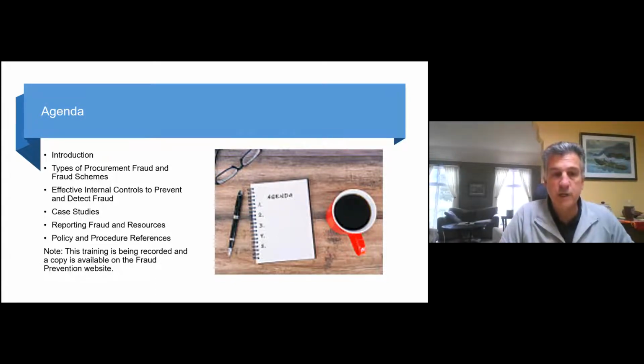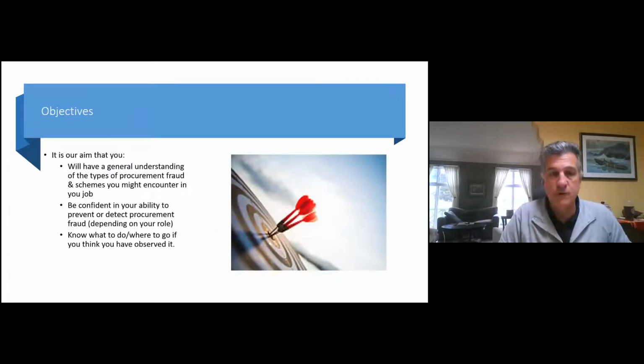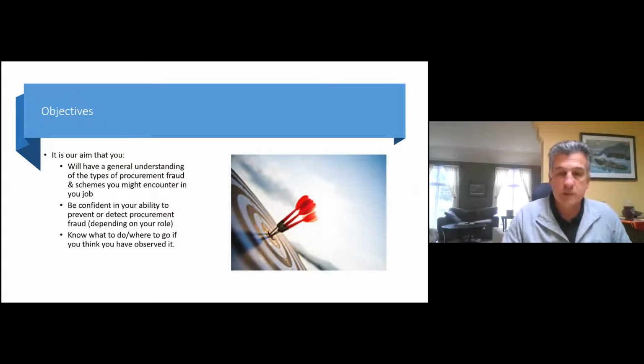Please note that the training is being recorded and the copy will be available for you on the fraud prevention website. As far as objectives for today's presentation, we are hoping that you will get a general understanding of the types of procurement fraud and schemes that you might encounter in your job at UCSF, that you'll be confident in your ability to prevent and detect fraud in whatever your role might be, and that you'll know where to go or what to do if you think that you've observed it.